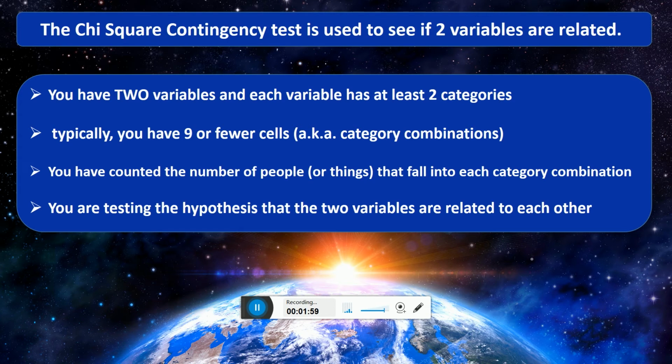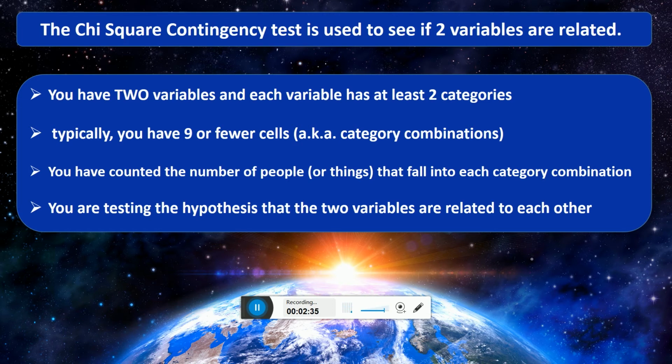So let's look now at when you would do a chi-square contingency test. And the first thing is that you have two variables. Notice how the word two is all in caps because it is important. So you have two variables, and each of the two variables has at least two non-overlapping categories. By non-overlapping, we mean that a person or cat, dog, whatever you're looking at, can only fall into one category. They may not appear in more than one.